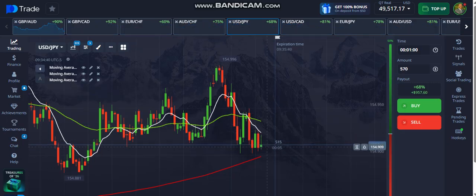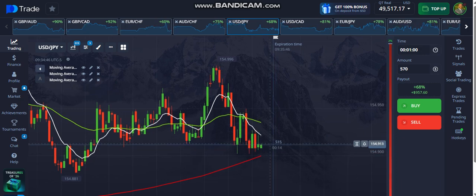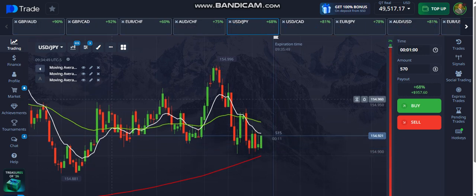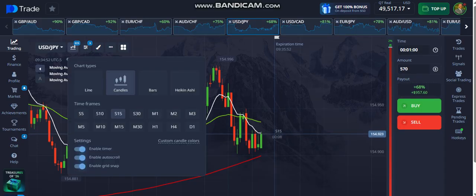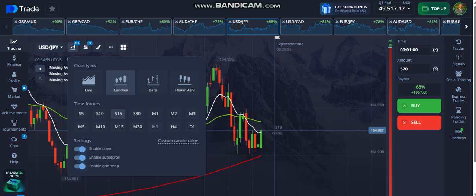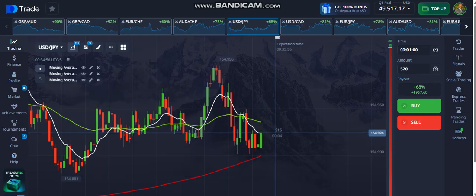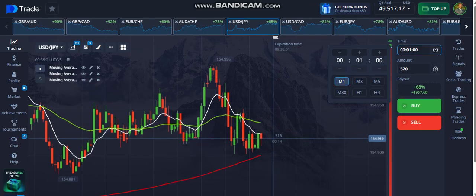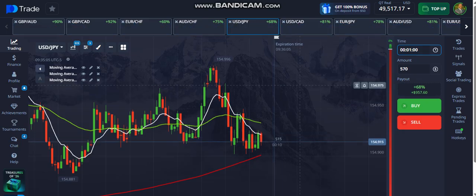Here on this particular pair, USD JPY, it's showing a general bullish trend here as the line is sloping upwards. All right. In addition to that, I have my candle set to 15 seconds, regular Japanese candles, and I'll be taking 1 minute trades, 60-second expiries. Okay, I'm going to pause the video and look for a setup.